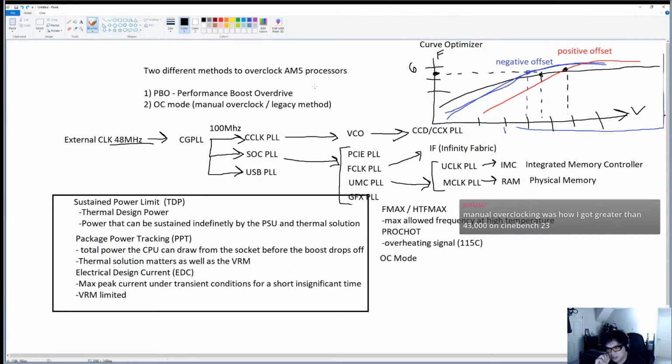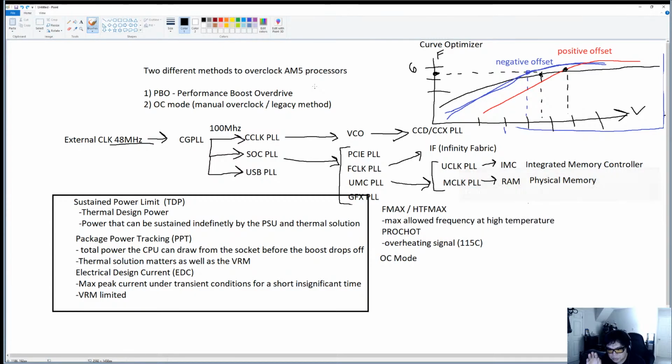That's interesting. Because the way I understand it, as soon as you do OC mode, you lose out on a lot of the boost behavior with Precision Boost. As soon as you start doing anything with OC mode, you can't use stuff like Curve Optimizer. You can't change things like PPT and EDC. All that stuff just kind of goes out the window when we're talking about OC mode, because it's kind of a legacy mode that was carried over from Zen 1.